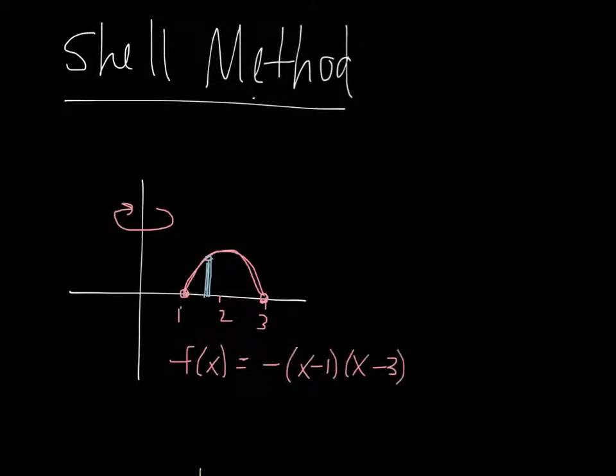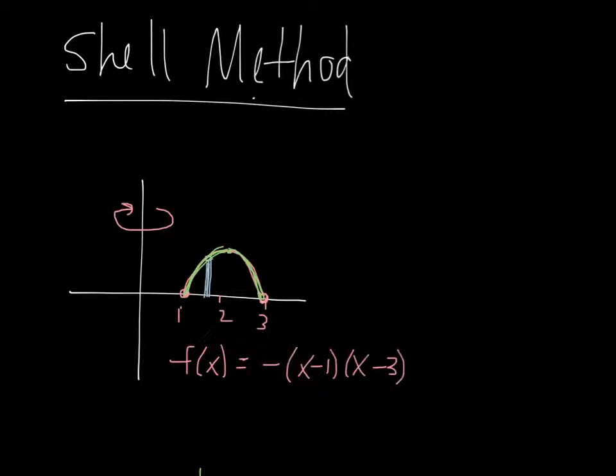Alright, shell method is a very useful way for finding volumes when you don't want to change your variable. In the sense that if we want to find the volume when we rotate this particular region around the y-axis, well, we would first have to solve it for y and get a piece from 2 to 3, from the vertex to there, and then another piece down here, and essentially it'd be a square root, a positive square root in terms of y, and a negative square root in terms of y. So it would not be very easy to do.